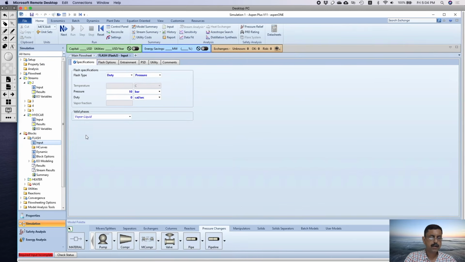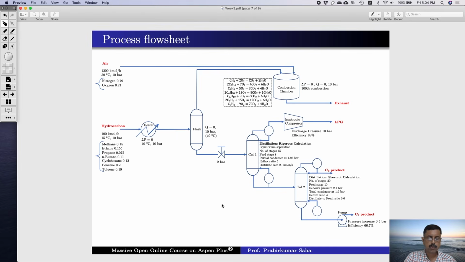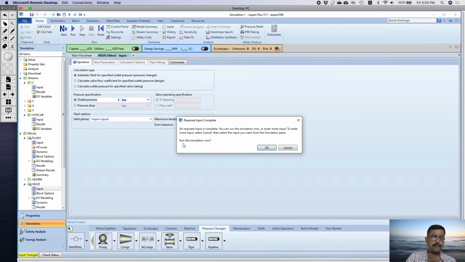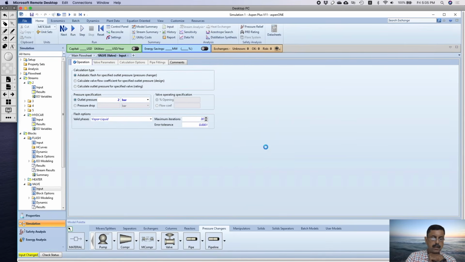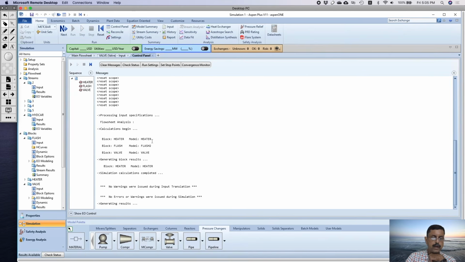Next it will ask for the valve condition. The valve will be operated at 2 bar, the pressure released at 2 bar. So we write 2 bar, outlet pressure 2 bar. Then it is ticked. Then again run the simulation. We can run it. Again no error, no warning.